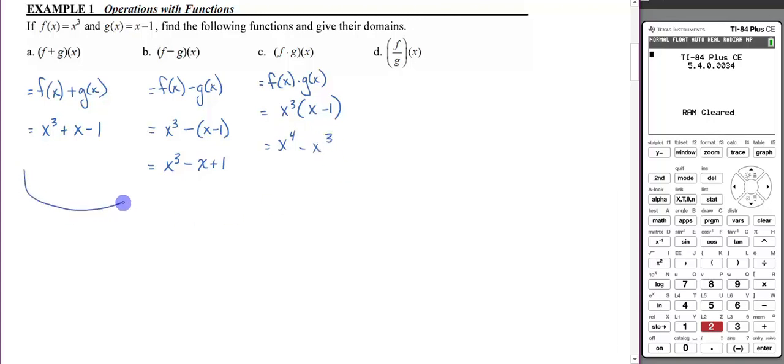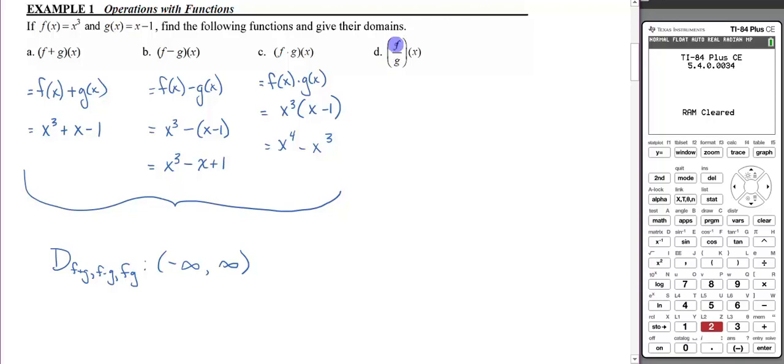Now the domain of these three functions, as stated above, is going to be the domain of f and also the domain of g. The domain of f is all real numbers. You can take any value of x and cube it. Nothing bad is going to happen. You can take any value of x and subtract 1 and nothing bad is going to happen. So the domain of g is all real numbers. So the domain of f plus g, f minus g, and f times g is negative infinity to positive infinity.